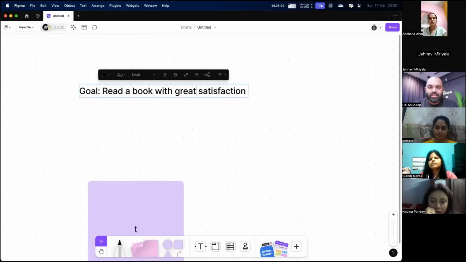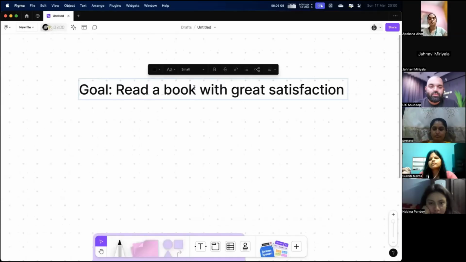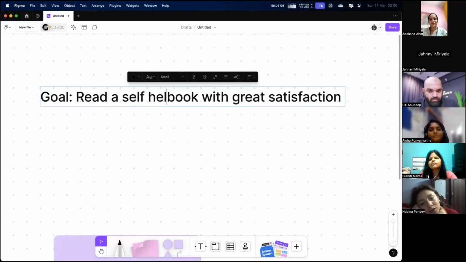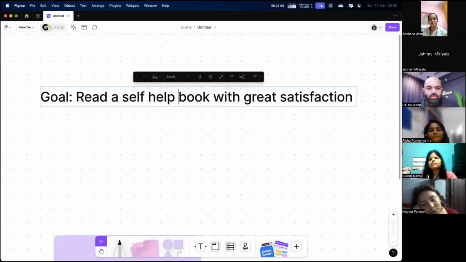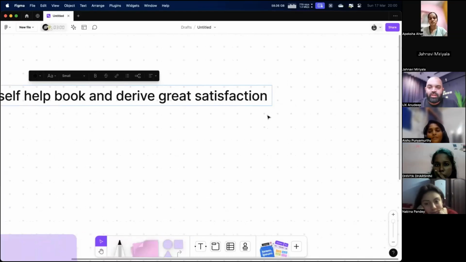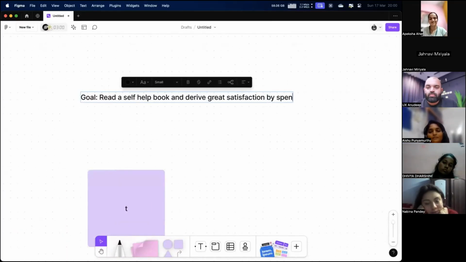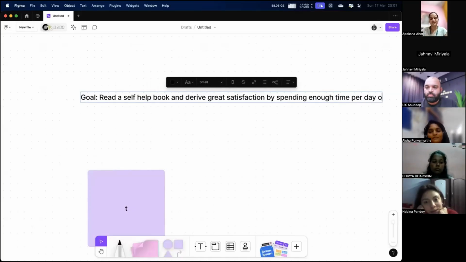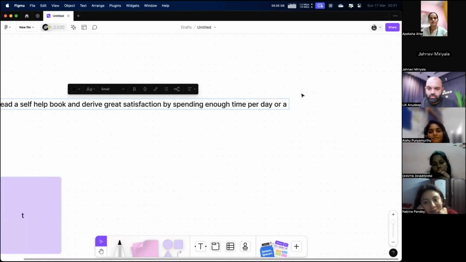I'll say great satisfaction. What kind of a book? Let's add a little more details to the goal. No, book can mean anything over here. Textbook also, right? Need to read a design book or self-help book. Okay. And derive great satisfaction. How? By actually implementing the information that is shared in the book. Yes. Correct?